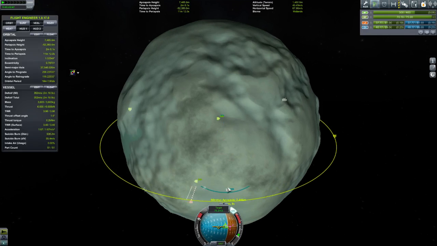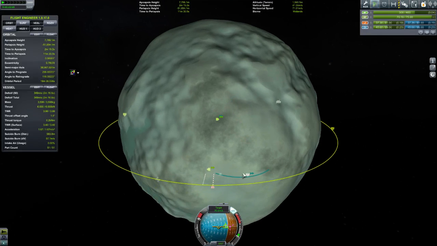You can burn a bit of fuel if you're not careful. And we're actually looking quite good. We've got 341 meters per second. That's enough to actually return to Kerbin, just for interest's sake.